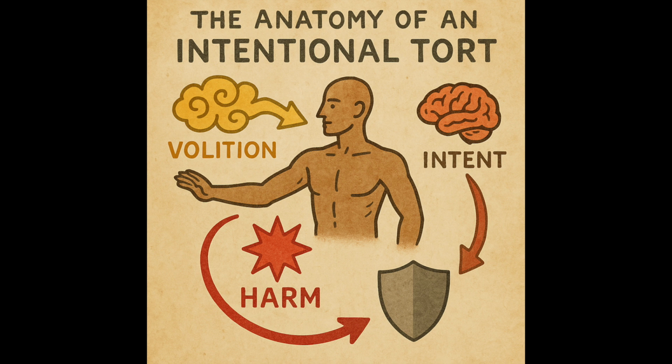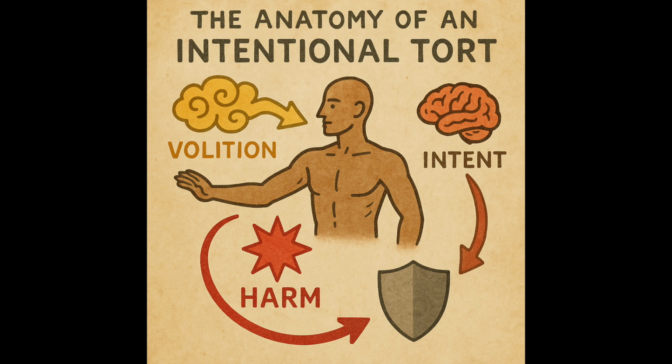And you'll find pretty much consistently there are these three key elements that pop up again and again. Right. We're talking volition, intent, and harm. Those are the big three. The building blocks, yeah. Okay, so let's start with the first one. Volition. What's the main idea there?